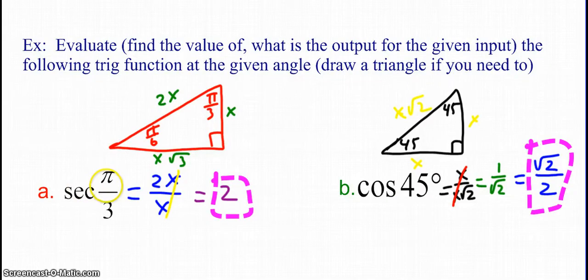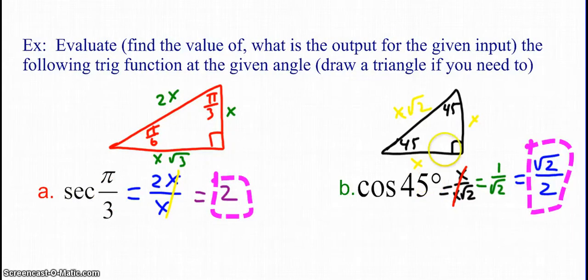Okay, so hopefully you recognize that pi thirds is 60 degrees. So this is a 30, 60, 90 triangle, or a pi thirds, pi sixths, pi halves triangle. And I can label the sides. Opposite the pi thirds is x root 3. Adjacent to the pi thirds is x. Hypotenuse is 2x. Secant is hypotenuse over adjacent, or the reciprocal of cosine. So it's 2x over x. The x's cancel, and I'm left with 2. So the secant of pi thirds is 2.